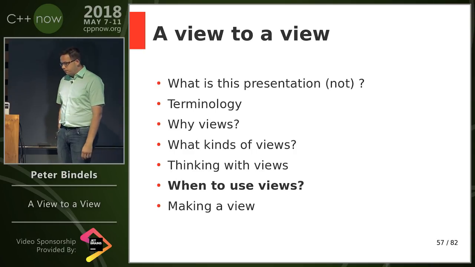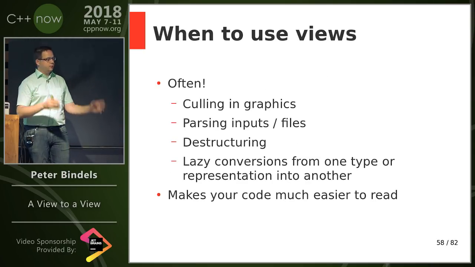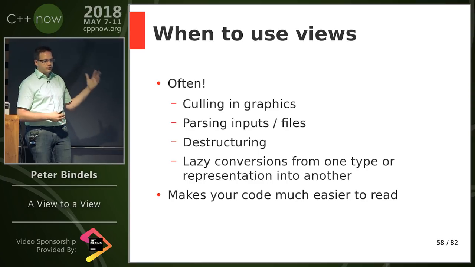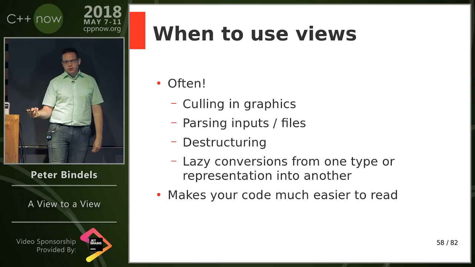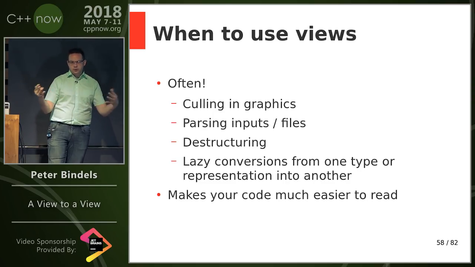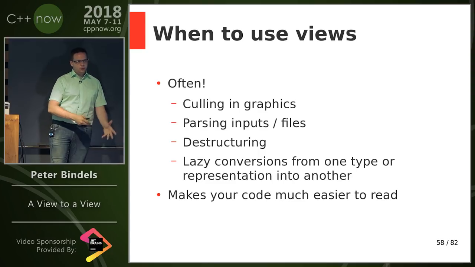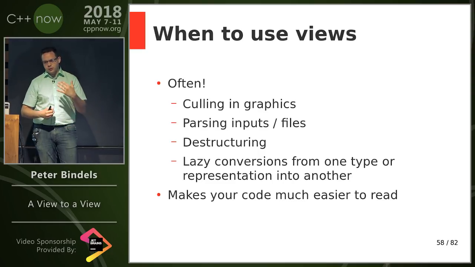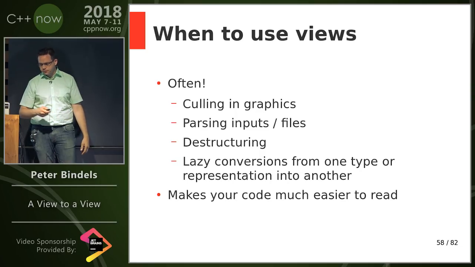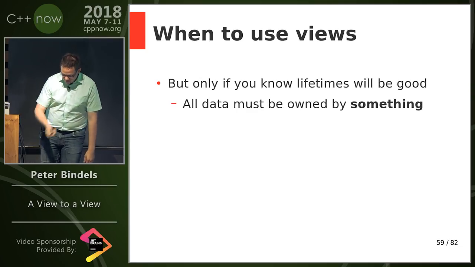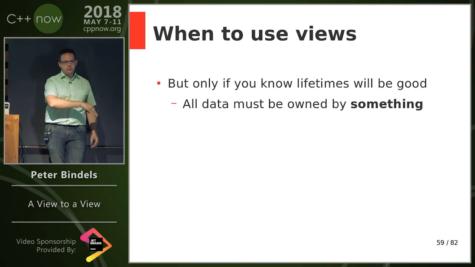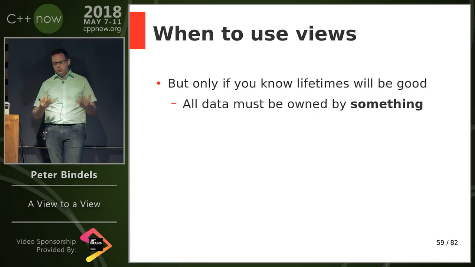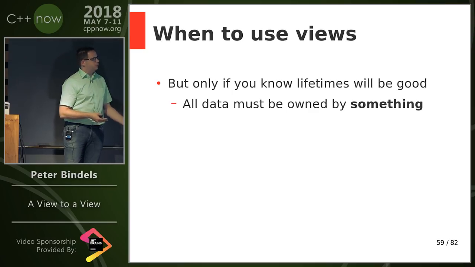So when do you use views? That's a really simple answer, just as often as you find a place where it fits. So if I have a graphic scene, I can cull objects, or I can parse files, I can destructure some complicated thing into views of parts of that, and I can do lazy conversion from one to the other. And it makes my code a whole lot easier to read and a whole lot more representative of what I'm trying to do in the input domain. But you can only do that if you know that the lifetime is going to be good enough. Everybody has to own the parts that are in there, and there is no way of making a view if you cannot guarantee that the lifetime will be long enough.